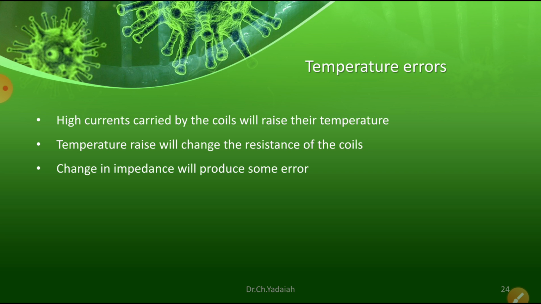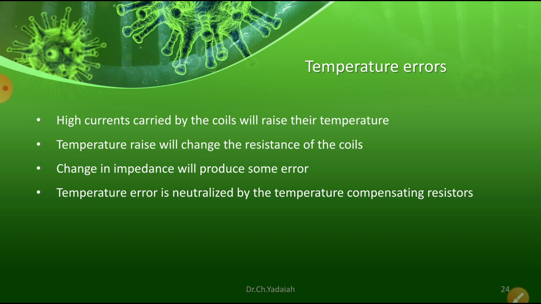Change in impedance will produce some error. So current changes, automatically the ohmic value changes. The temperature error is neutralized by a temperature compensating resistor that is made of constant material. Those materials do not change their resistance with change in temperature. That is, the alpha should be constant. That is why manganese or constant materials are used as resistive materials in the instruments to avoid these errors.